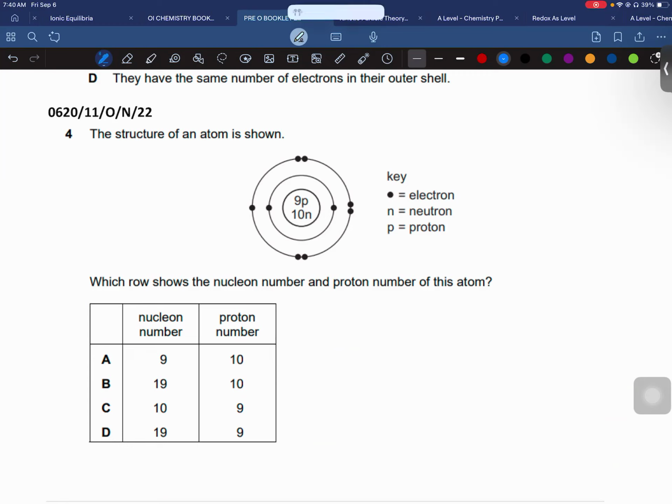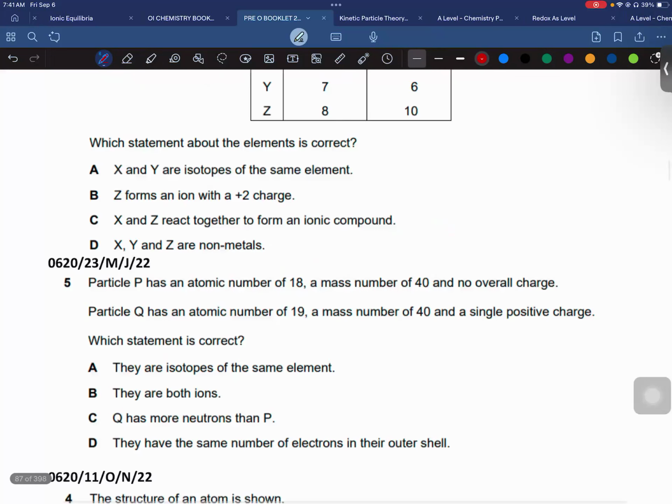Okay, C. So they are saying which row shows the nucleon number and proton number of this atom? Proton number is 9. So C or D may be correct. A or B is completely wrong. Then they are saying the nucleon number. Nucleon number is the sum of proton and neutron, so it should be 19. So D is not correct. Oh, I thought it said neutron. I didn't read it well. True. Nucleon number is the sum of proton and neutron.